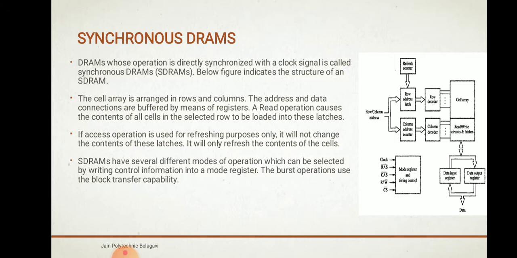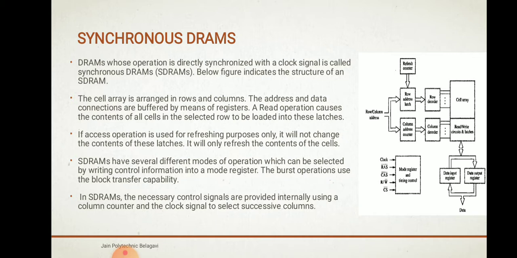Now SDRAMs have several different modes of operation. It can be selected by writing control information into the mode register. The burst operation uses the block transfer capability. In SDRAMs, the necessary control signals are provided internally using a column counter. There is a column counter and a clock signal to select the successive columns, for which we are synchronizing the operations.